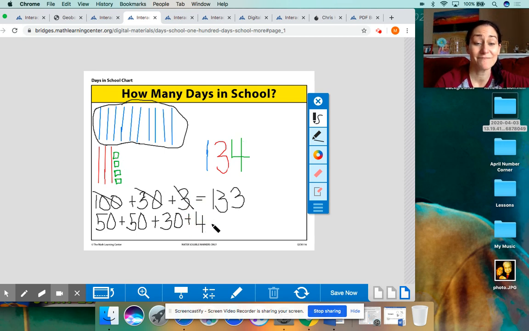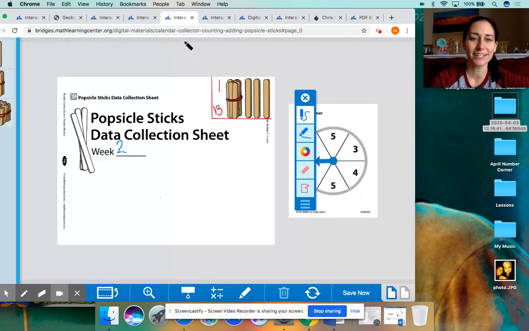Wow, that is a very long math problem, isn't it, boys and girls? It's a challenge today. Trying to challenge you every day as much as I can. Okay, so our problem reads 50 plus 50 plus 30 plus 4 equals 134. Oh my goodness, kiss your brains. That was a lot of hard work. Good job, boys and girls. Okay, let me go to the next thing here.